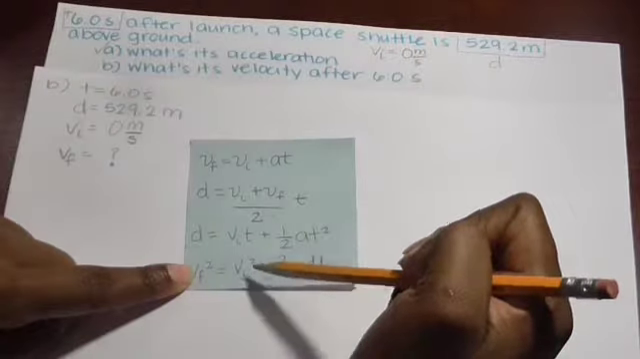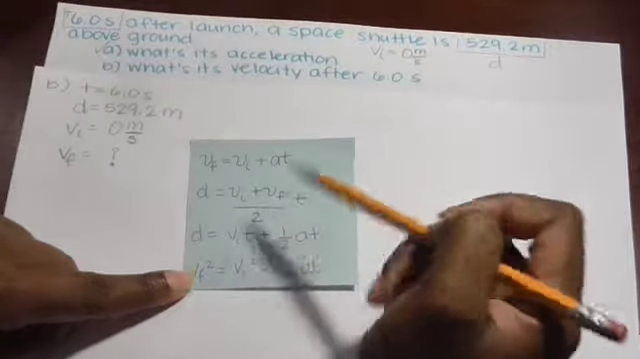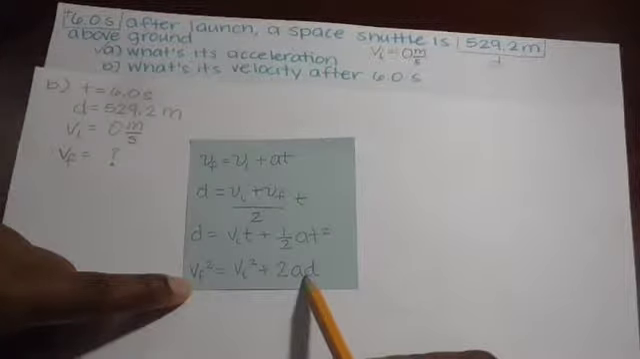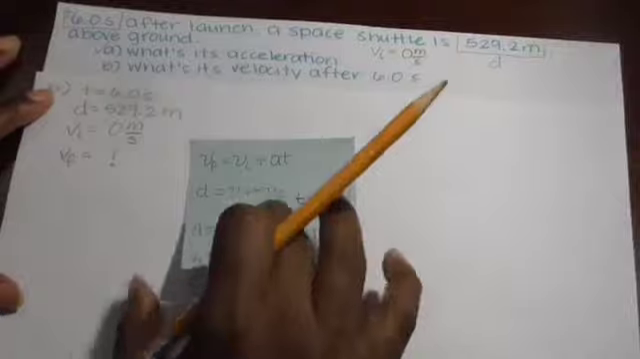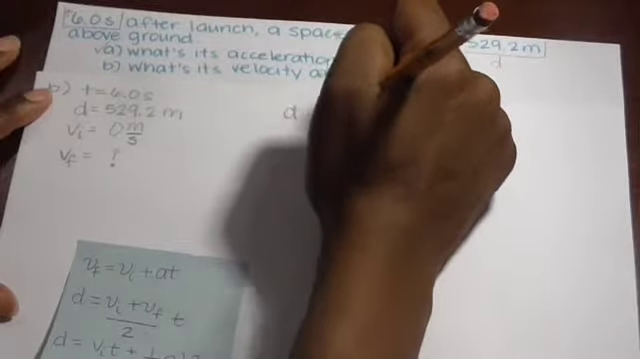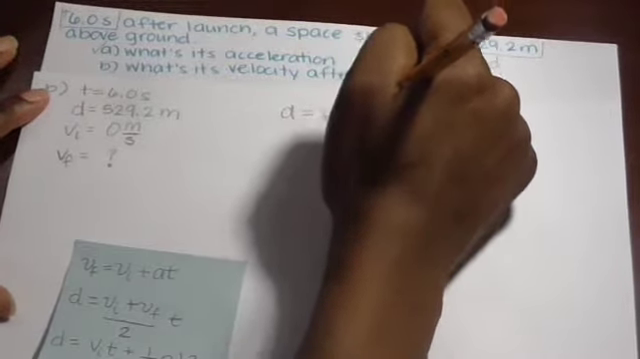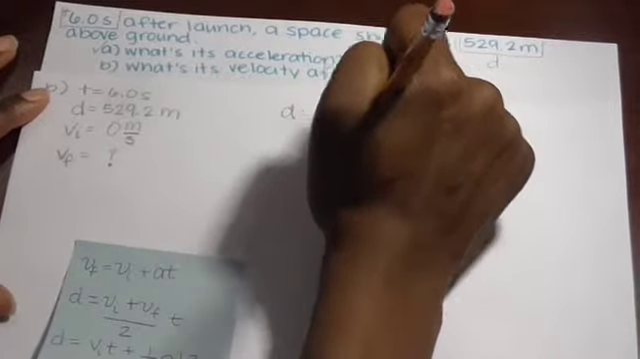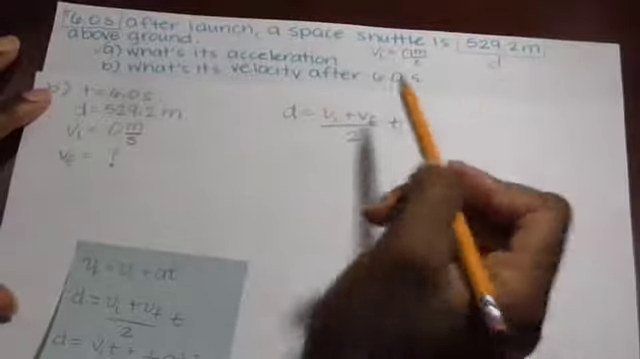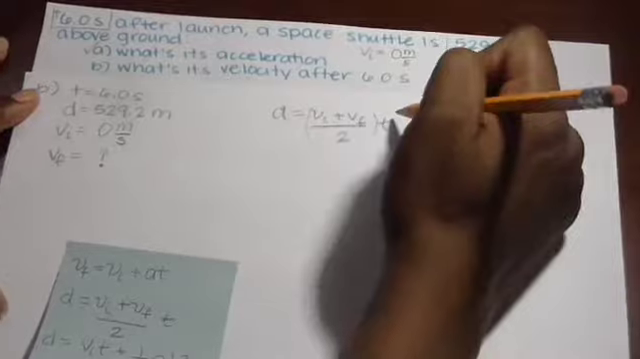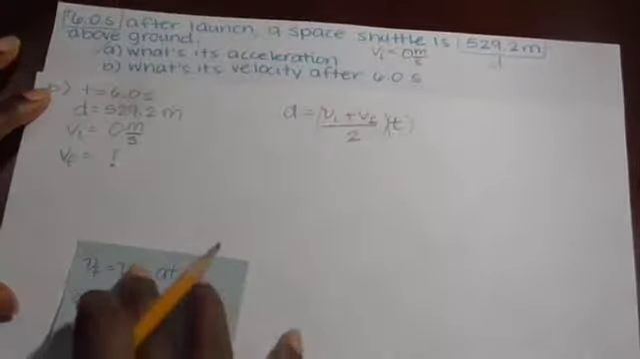This one doesn't have V final in it. And this one, we would need acceleration, which is something we solved for in the last problem. So we're going to try to stick to this one, which is D is equal to V initial plus V final, times T over 2. Now, whenever you see something like this, it means that this T is being multiplied by this entire quantity. Some of you have asked that question.